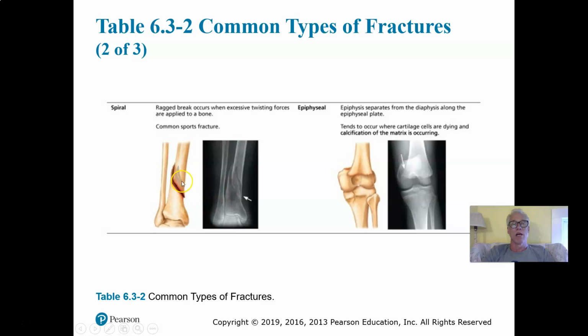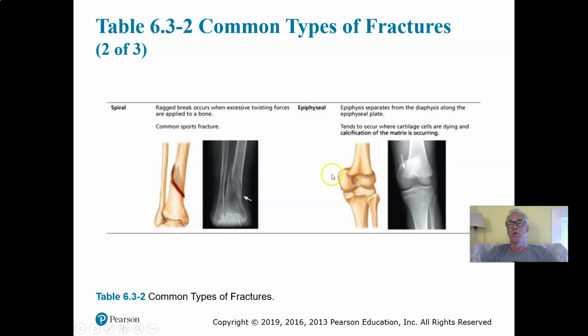A spiral fracture is mostly common in sports injuries, especially when playing on astroturf, so that if someone's foot is planted and their body is undergoing a rotational movement and there's some maybe contact with another player such that the foot can't be removed from the surface and the bone experiences that twisting force, you can have a spiral fracture.